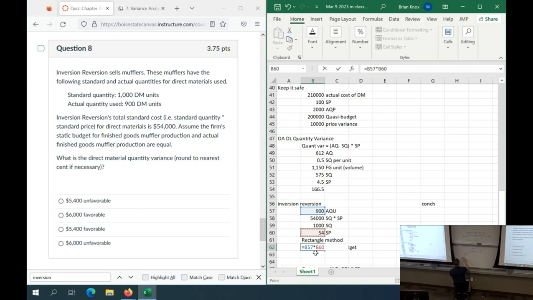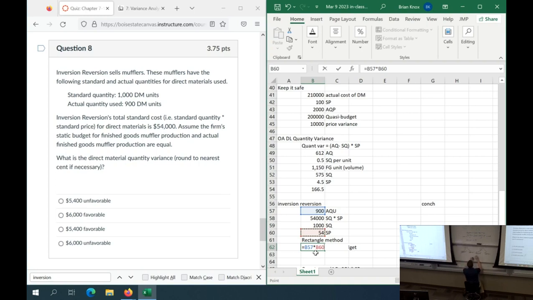Actual quantity purchased times actual price. Actual quantity purchased times standard price. And then the quantity variance has a whole separate rectangle here in the quasi-budget. Actual quantity used times standard price. And over here, standard quantity times standard price.